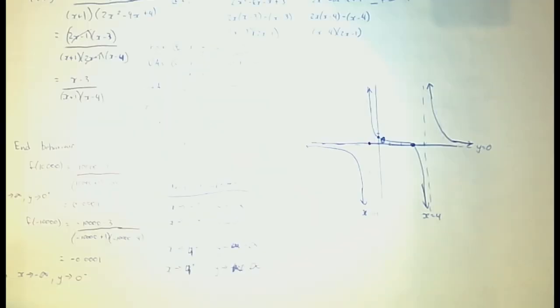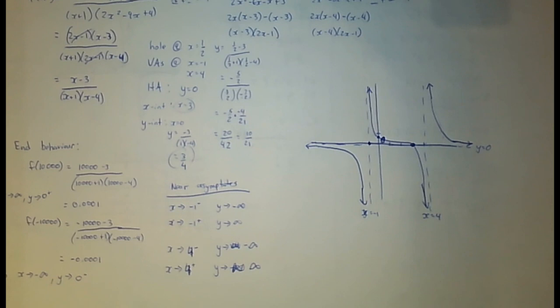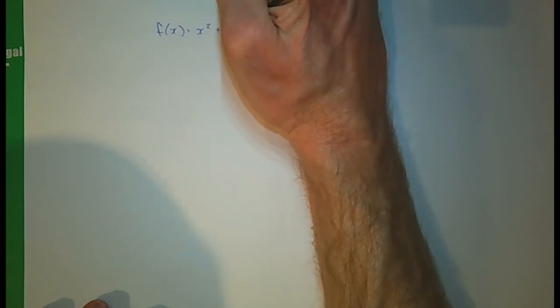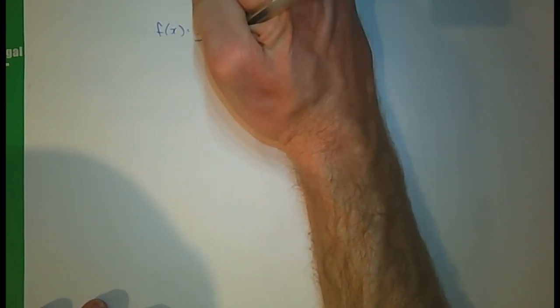Really killed it. Okay, so the second question and the final question is: sketch the function by finding the holes or asymptotes. Sorry, this is a little blurry. So it's the same kind of question, but this one is using our favorite f of x is equal to x squared plus 3x plus 3 all over x plus 1.